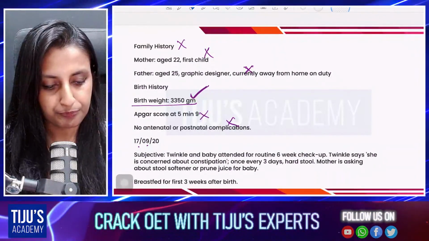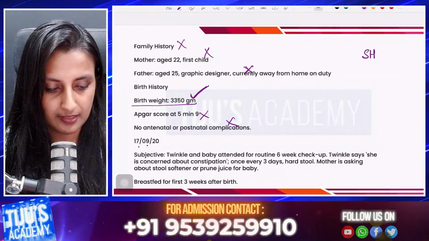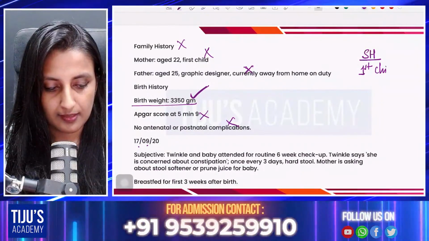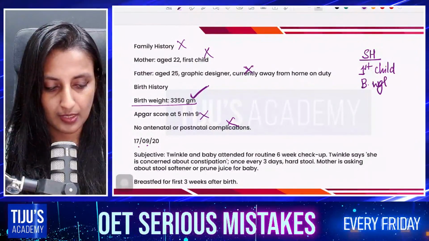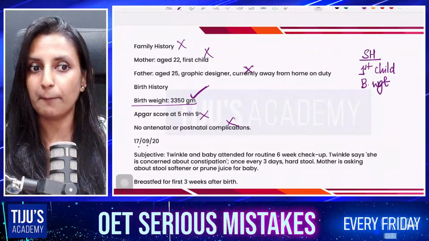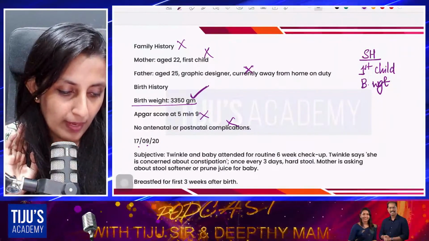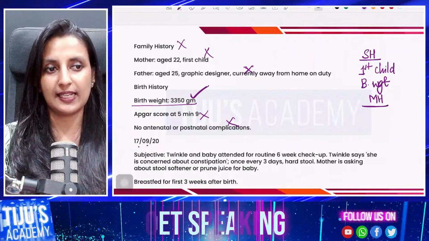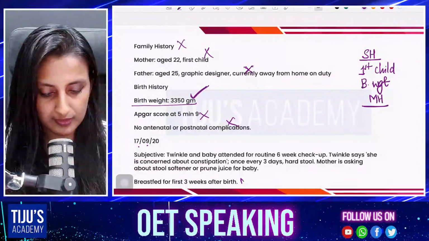So we wrote about the social history first, right? Social history, we told first child. Second information was birth weight. Now we have to move on to the past medical history. After social history, we have to write the past medical history. So past medical history says he was breastfed for first 3 weeks.